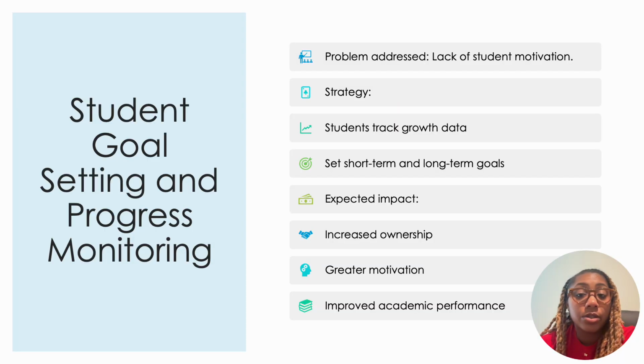The sixth best practice we identified was student goal setting and progress monitoring. So students become more motivated when they actively participate in their learning journey.